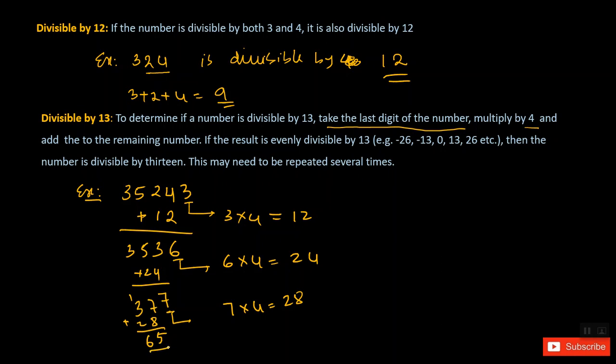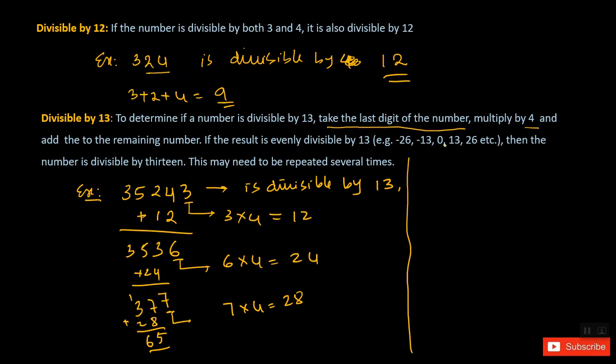See, 65 is a multiple of 13, so I can say 35243 is divisible by 13. You have to repeat the same steps. Take the last digit, multiply by 4 and add that result to the remaining number till you get a finite number, till you can make a decision. So keep repeating it, so that at the end you will know whether that number is divisible by 13 or not. Okay, let's take another example.